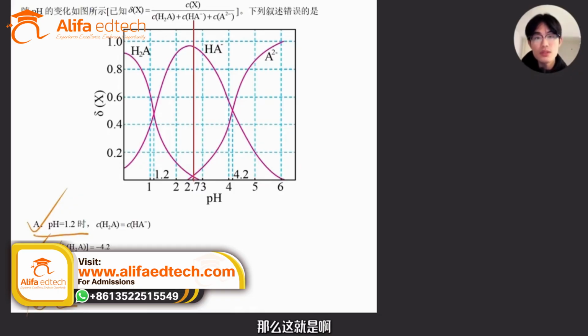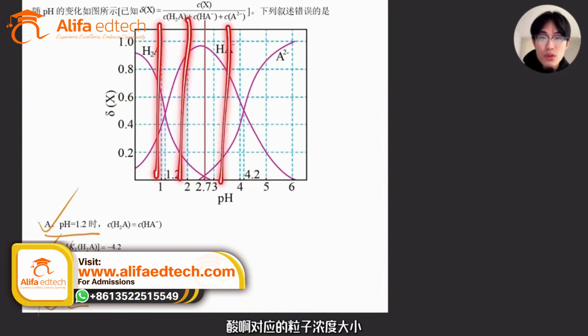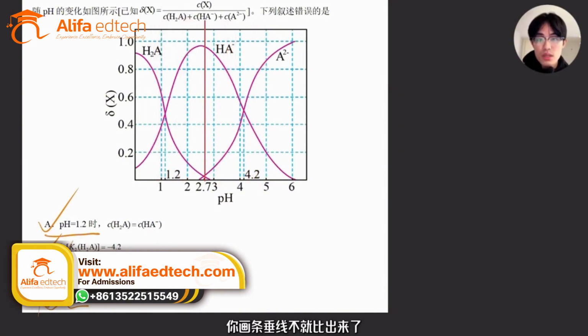Now, this is the particle distribution coefficient diagram. The most crucial thing is that once this kind of graph is drawn, we can compare the concentrations of the acid's corresponding particles at any pH, right? You can just draw a vertical line to compare them. This is very crucial, and we'll use it later.